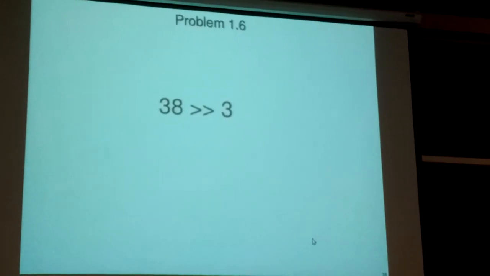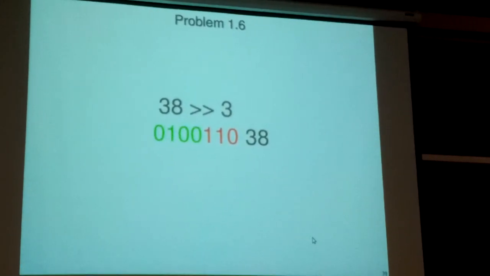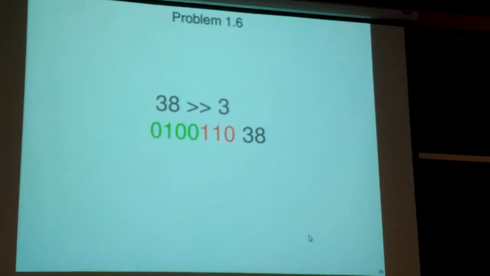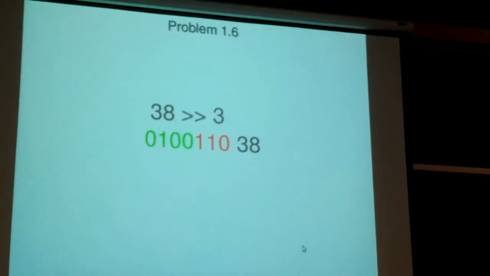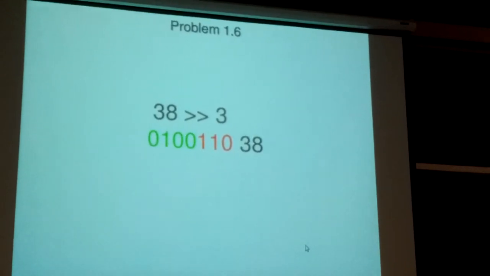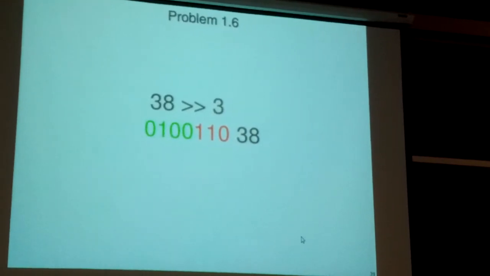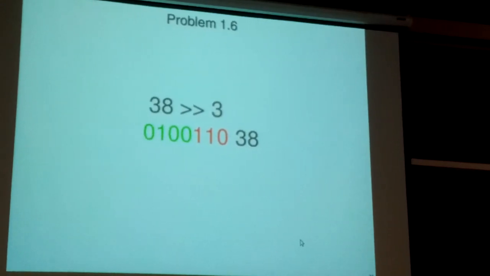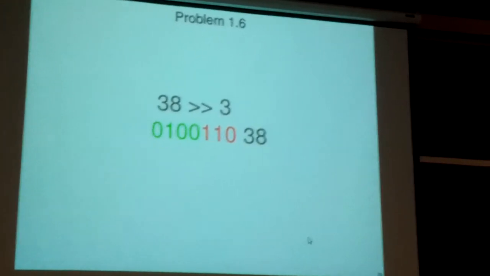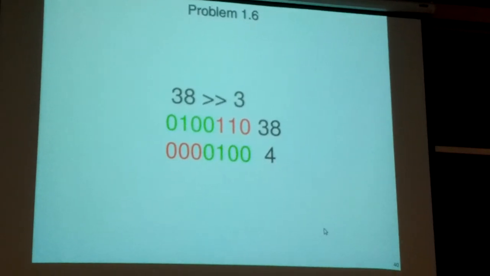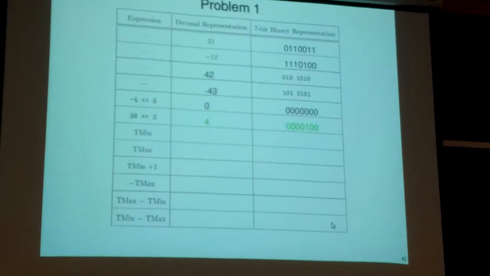Okay, we'll look at 38 shifted to the right. It's a positive number, so we're going to shift 3 positions and lose those 3 digits in red. And we're going to shift in zeros from the right, or left. And we'll end up with the answer of 4.